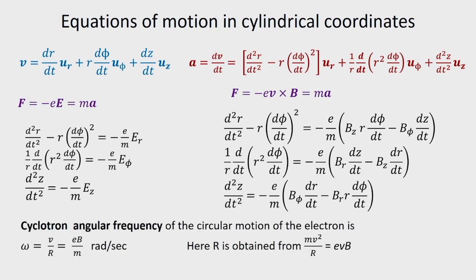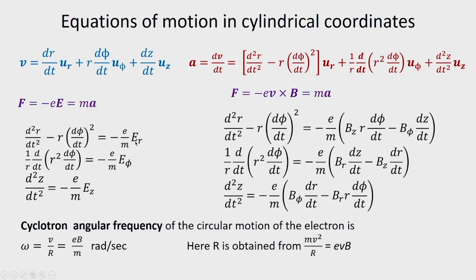So we have these sets of equations. Please note that in our case, in the cylindrical magnetron, we are applying only E_r, and also we are applying only B_z. So, these two components, the equations which contain E_r and B_z, those two equations will be useful to us.